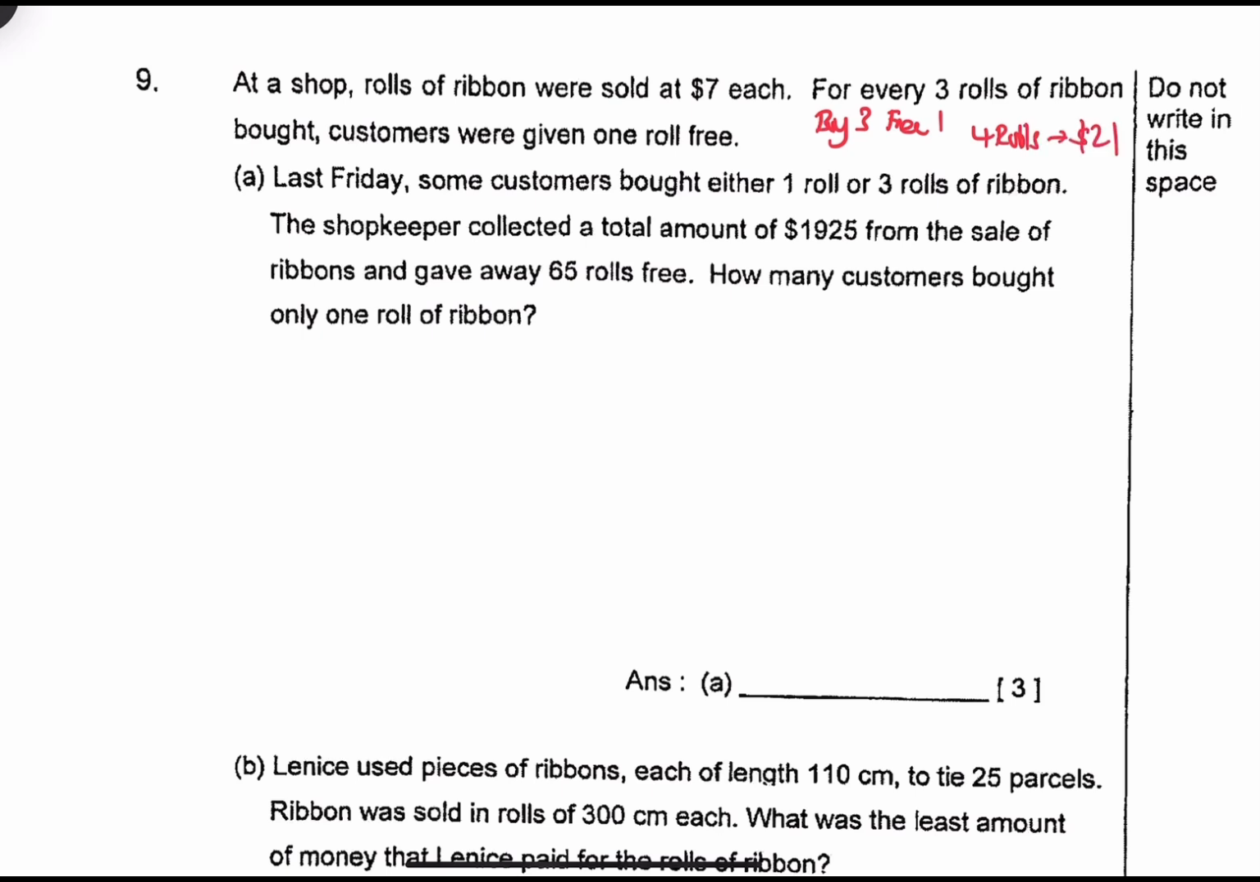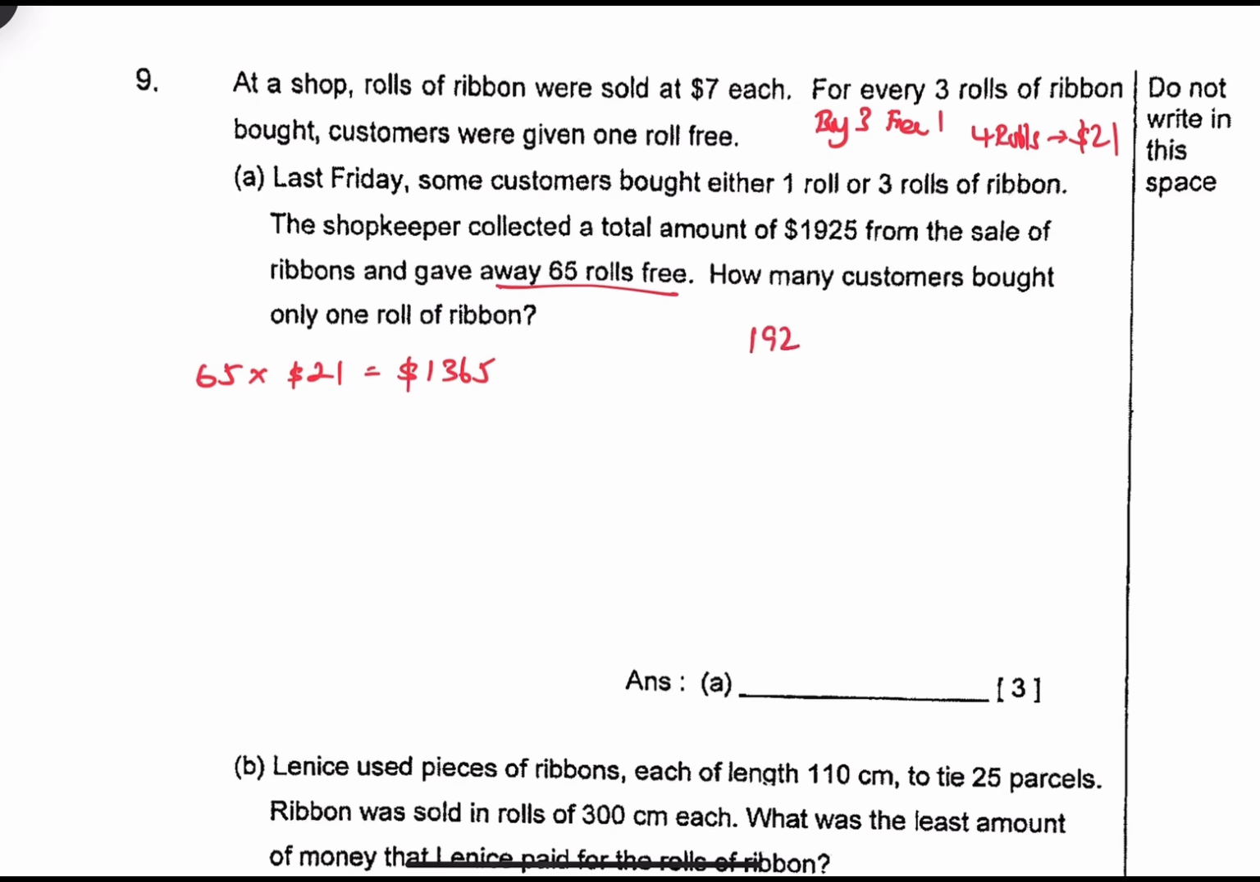So last Friday, some customers bought either 1 or 3 rolls. The shopkeeper collected a total amount of $1925 from the sale of ribbons and gave away 65 rolls free. So this is a giveaway clue. If you give away 65 rolls free, meaning there are 65 customers buying the 3 rolls indirectly, right? So there's 65. So you know that one group is $21. So 65 times 21. From this group of customers, he collected $1,365.